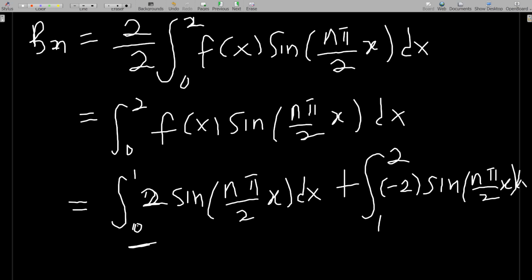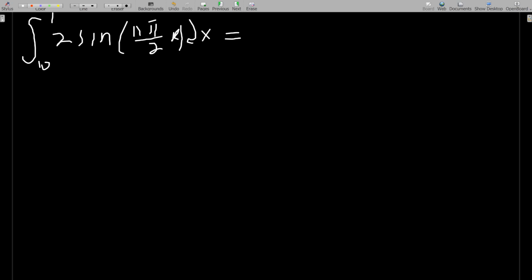Now if you pick the integral of this, that is integral of 0 to 1, 2 sine of n pi over 2 x dx, it is actually equal to... When you integrate sine, you get minus cos. But remember, you also have to differentiate this, and you have n pi over 2.